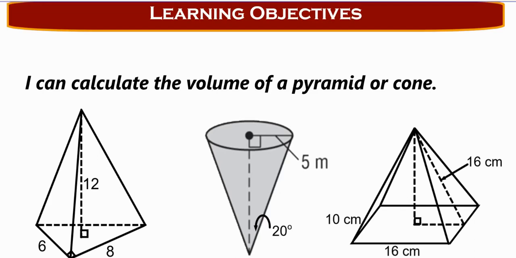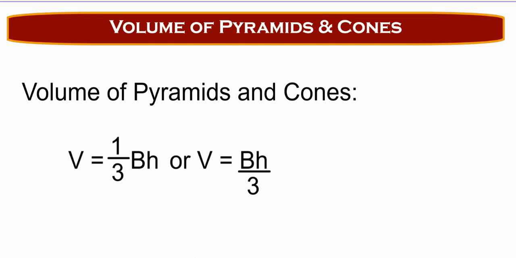Okay, let's continue on to find the volume of a pyramid or a cone. The volume for a pyramid or cone is similar to the volume of a prism or a cylinder, except that it is 1/3 of the size. So the volume of a pyramid or cone is going to equal 1/3 times the area of the base times the height. Or if you want to think of it, area of the base times the height, and then divided by 3.